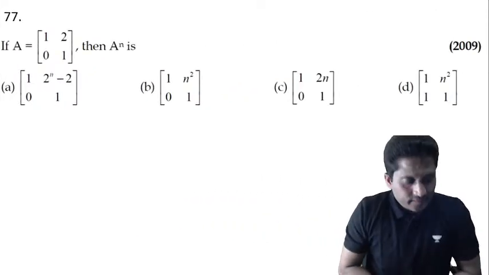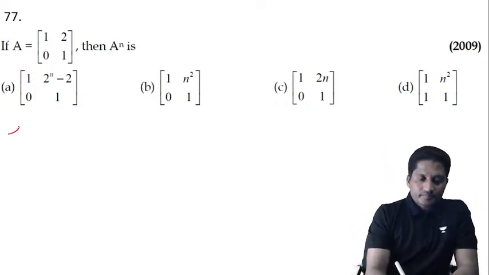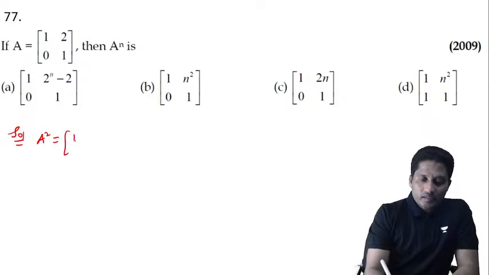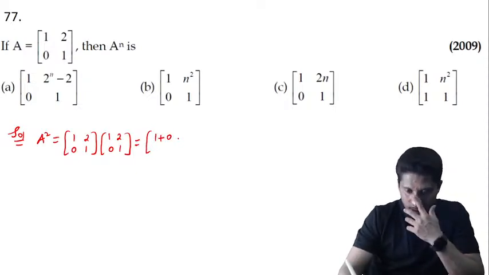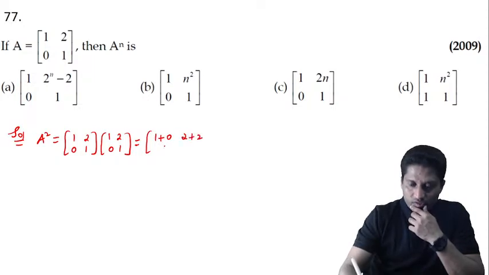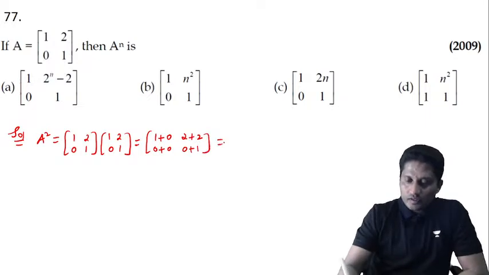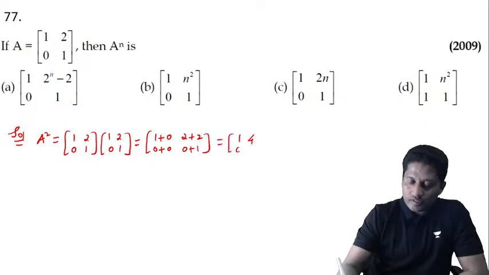What is A power n? Okay, first I'll find out A square. A square is equal to matrix 1 2 0 1, here also matrix 1 2 0 1. First row, first column will be equal to 1 plus 0. First row, second column, you will get 2 plus 2. Second row, first column is 0 plus 0. And then this is 0 plus 1. This will be equal to 1 4 0 1.